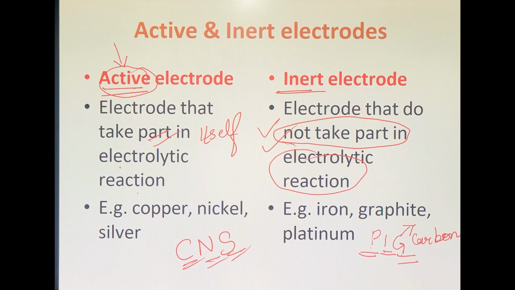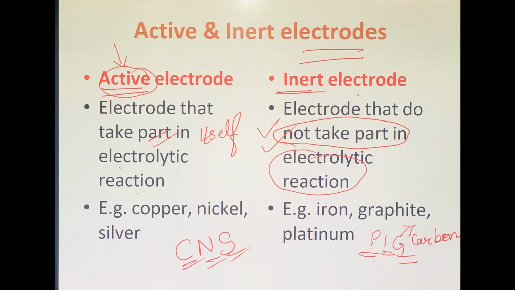So we have 2 types of plates that can be used while we are doing electrolysis. First one is called an inert electrode. By the word inert we mean they do not take part. How will you remember the short form, children? Remember it as PIG. Platinum, iron, graphite. Graphite is nothing but carbon. So wherever you hear graphite or carbon, close your eyes and write that it's inert. What's the next type of electrode we have? The next type of electrode is the active electrode.